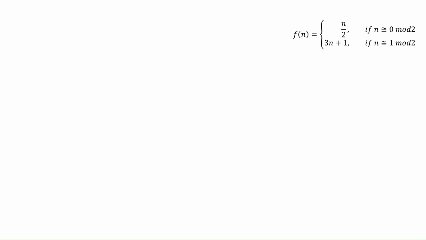Okay, so what the conjecture states is if a number is 0 mod 2, that means it's even, we apply the rule n by 2. If a number is 1 mod 2, that means it's odd, we apply 3n plus 1. Pretty simple, straightforward, no complications. And now the conjecture states that eventually every number is going to reach 1.